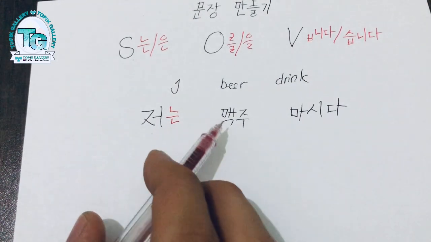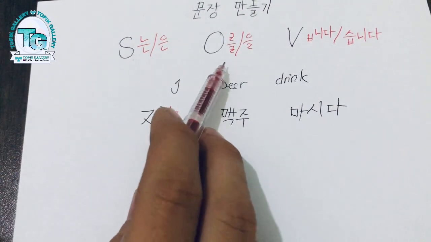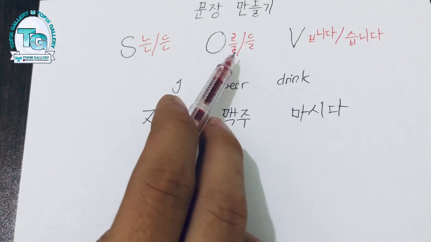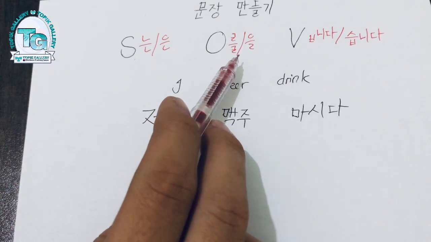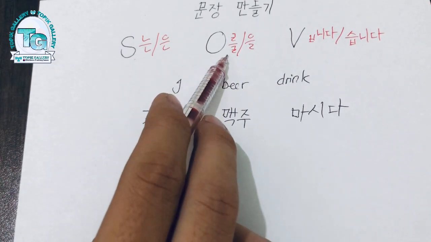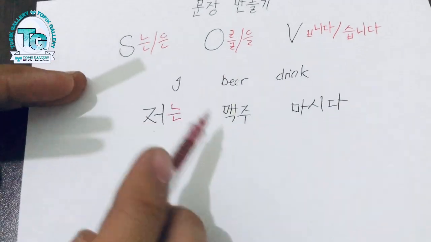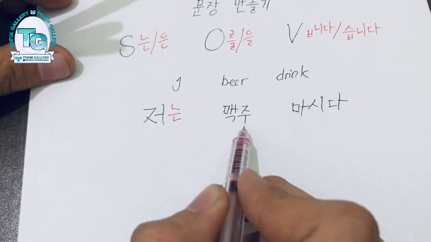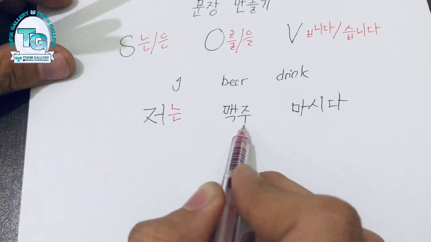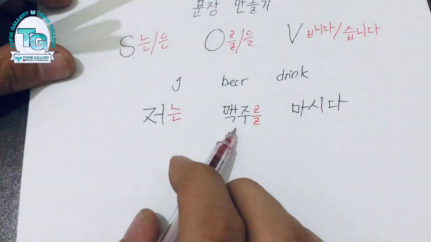And then beer, 맥주. Here we also add object particles, either rul or ul. In English, it has no equivalent meaning, but in Tagalog there is, the word ng. The rule is that rul is attached if the last letter of the object is a vowel, and if there is a consonant at the bottom, 받침이 있으면, you put 을. Here, the last in mekchu is the vowel u, so when the last is a vowel, you put rul. So it became mekchurul.